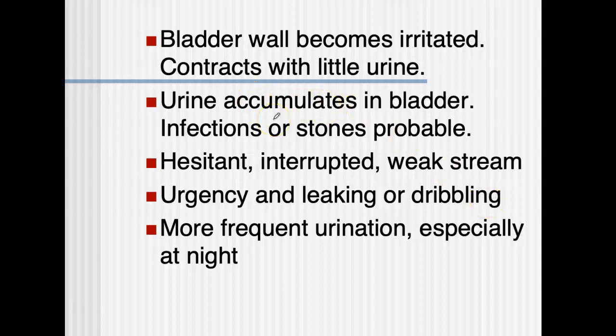Urine will accumulate in the bladder, and if you have it sitting there in the bladder not being able to go through the urethra, it is more likely to cause an infection. It's also more likely to create stones, which are uric acid crystals that form. All this is causing a hesitant, interrupted, weak stream for this individual. Often urgency and maybe leaking or dribbling of urine. And as I said, more frequent urination, especially at night, which is the big annoyance. Not fun.